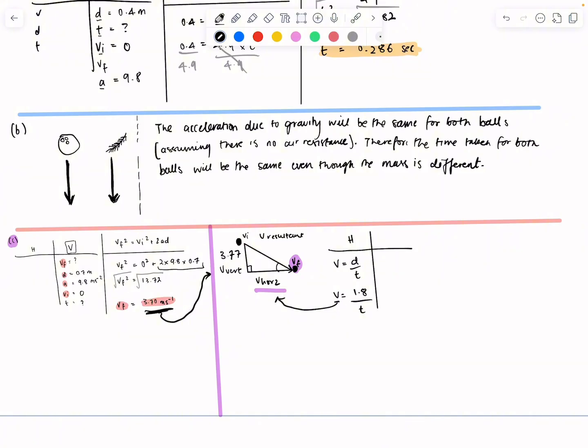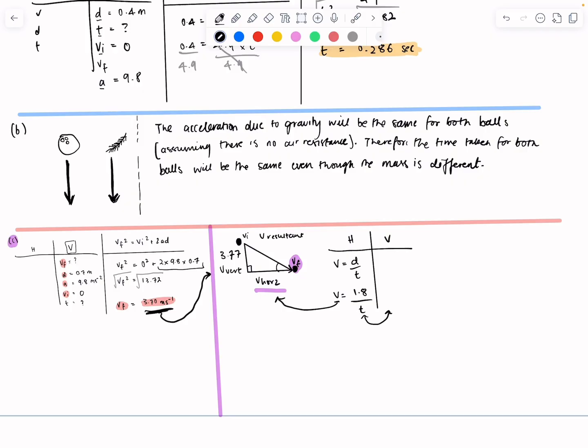All right, so let's go do that. How do we figure out time? I want you to remember that time is the linking factor between our vertical and horizontal, okay? The time taken for something to fall vertically down is the same time taken for it to go horizontally across, okay?